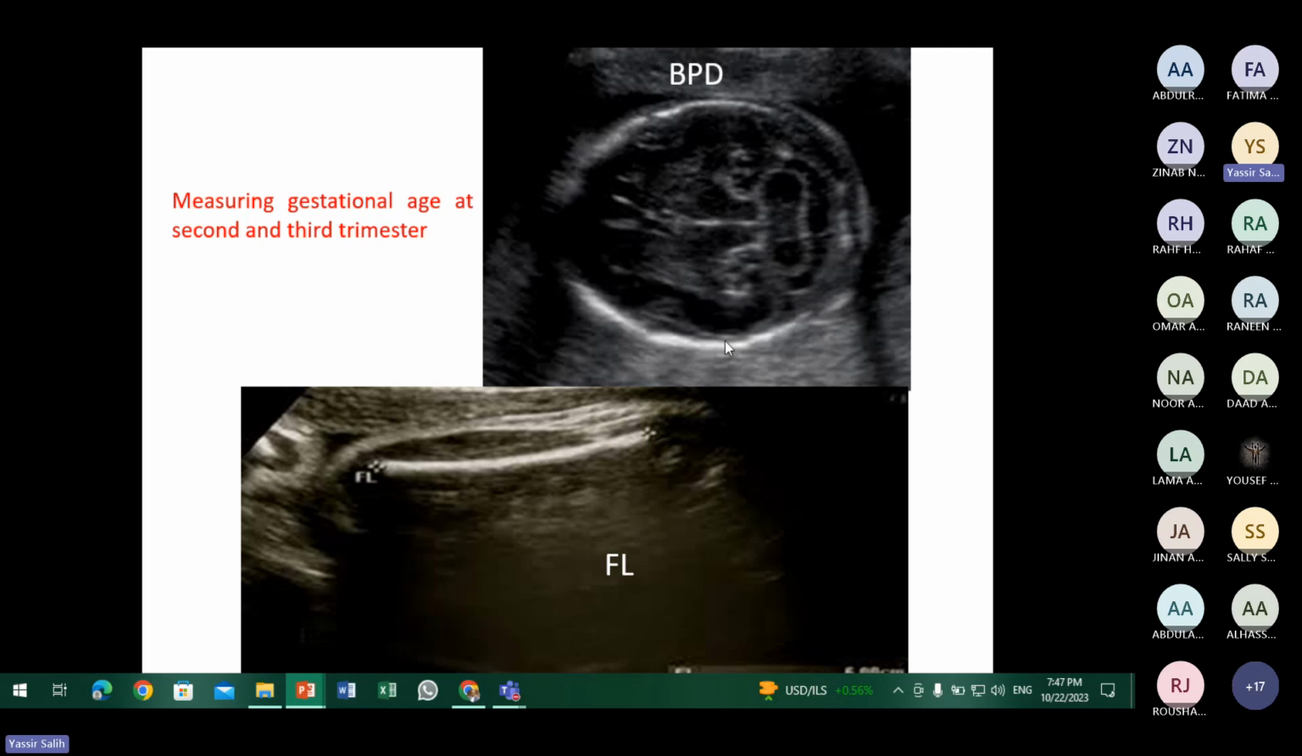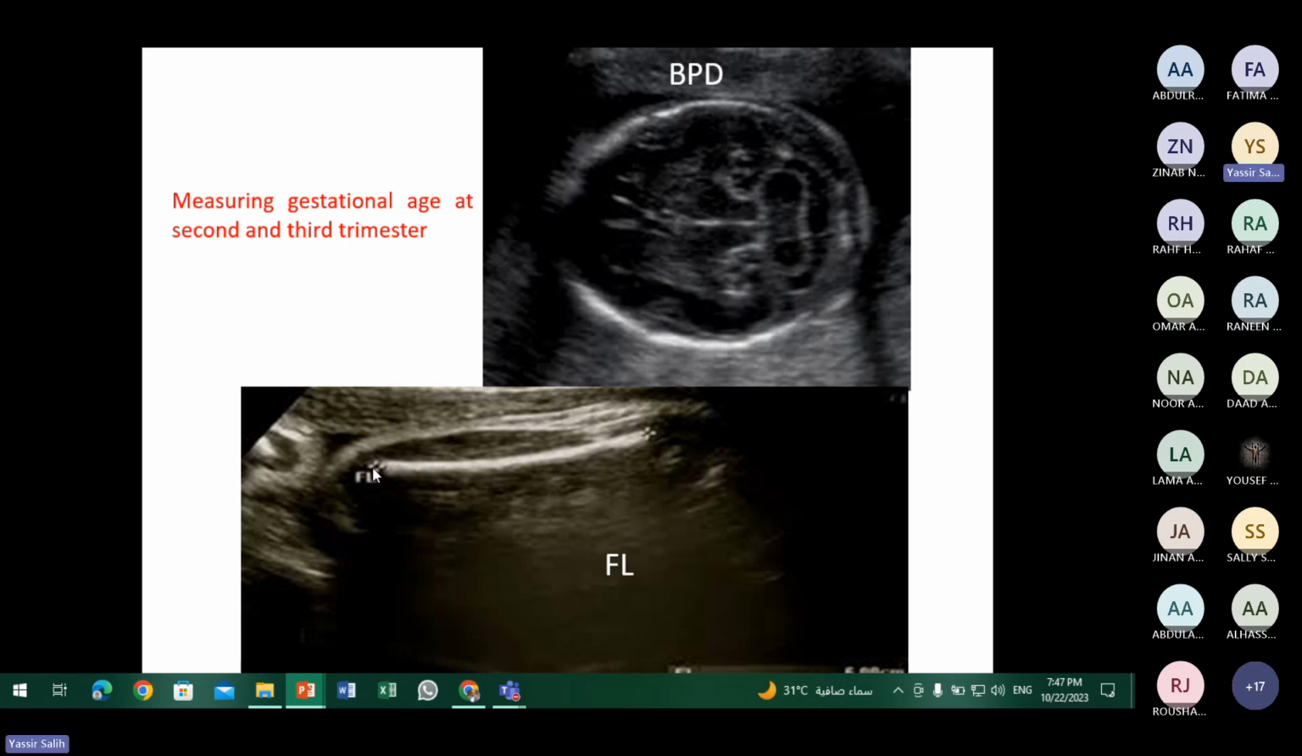The machine calculates this measurement and gives it as weeks. It will tell you that the gestational age is, for example, 27 weeks. Also you can estimate the gestational age by other methods, which can be done in the second and also in the third trimester. What are they? Biparietal diameter can also be done in the third.